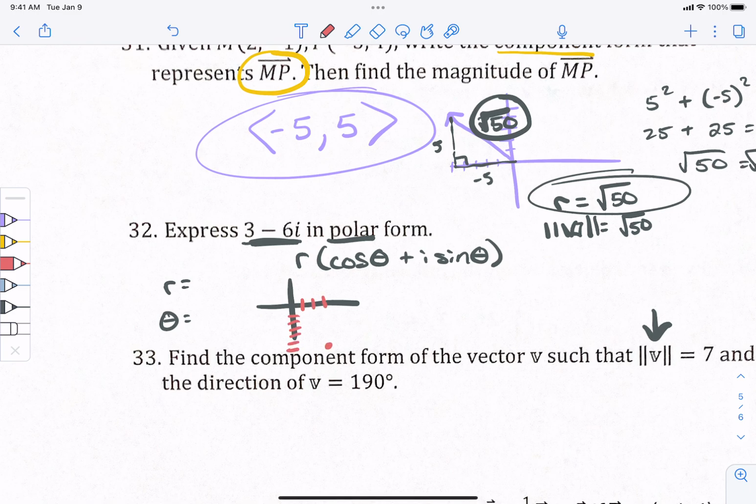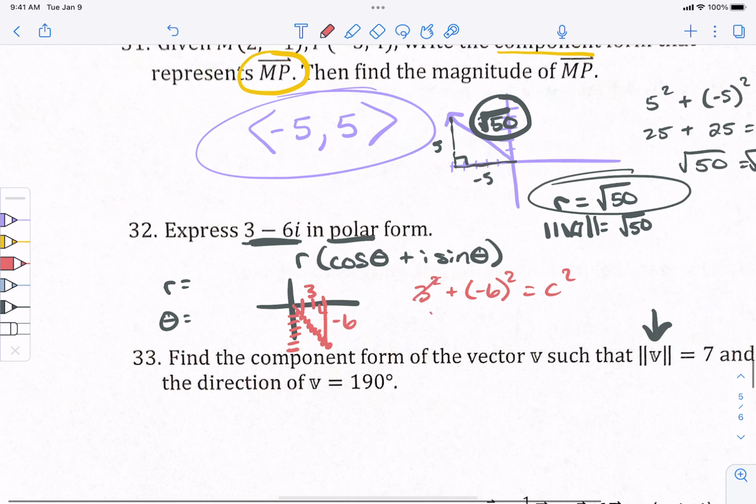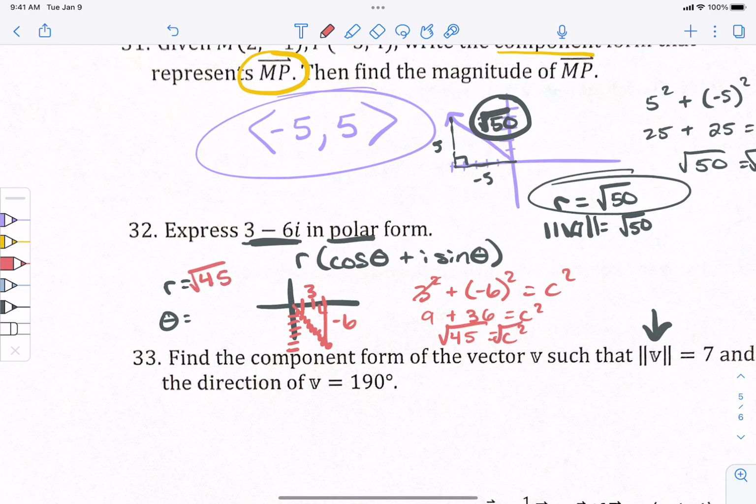And we have this dot, and we're going to do the same thing as what we just got done doing and make it into a triangle, and bow ties, not hourglasses. So we've got 3, -6. To find r, we're finding the magnitude. We're finding this length right here. So we have 3 squared plus -6 squared equals c squared. 3 squared is 9. -6 squared is still a positive 36. And that will be like 45. So the square root of 45, that's the r, the square root of 45, okay?